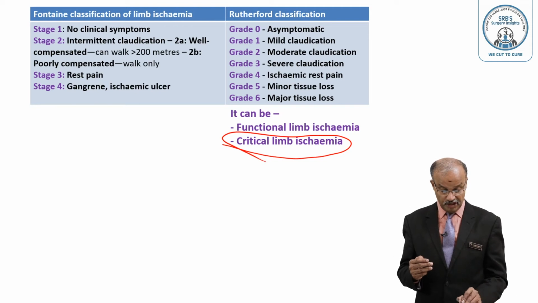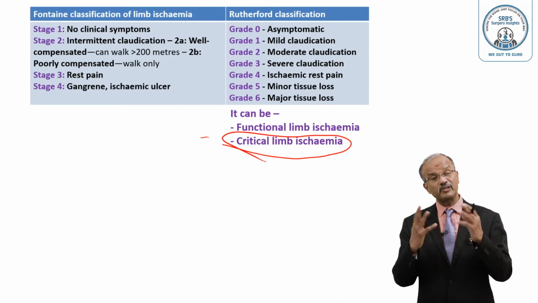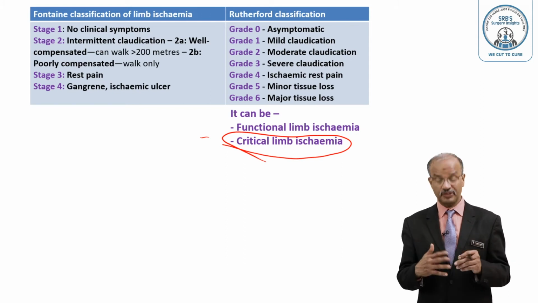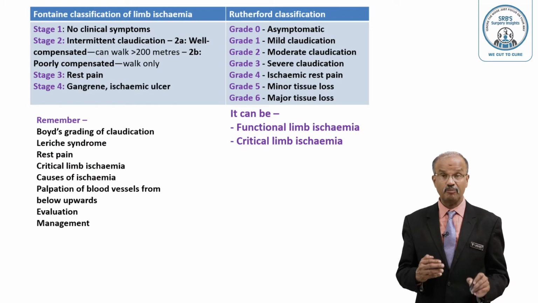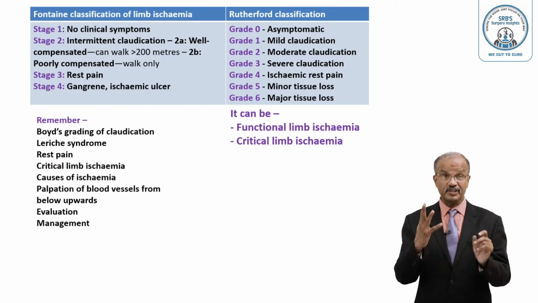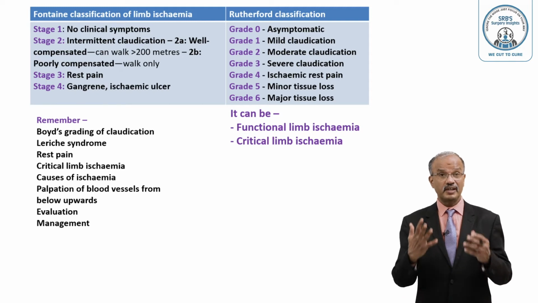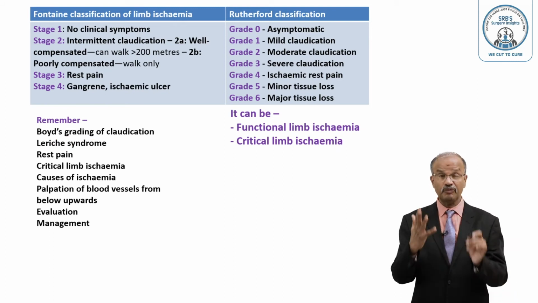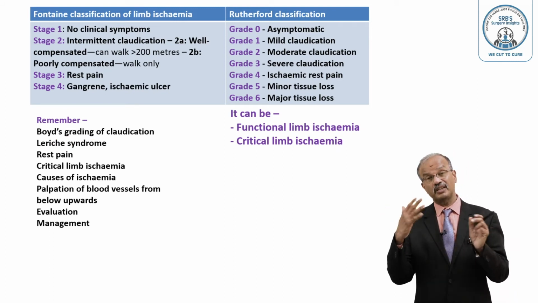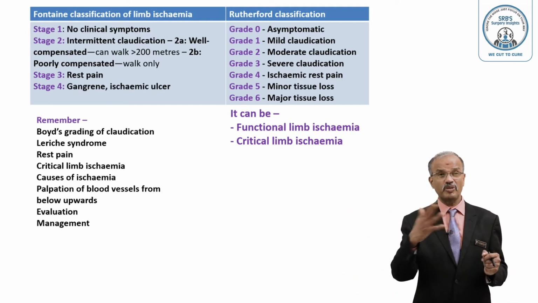You have to know the definition of critical limb ischemia. Please go through my book, Manual of Surgery, and also Clinical Method of Surgery, specific chapters. It will give you a clear idea about that. So remember these things: Boyd's grading, Leriche syndrome, pain in the buttock, aortoiliac block, and impotency. It's a very common MCQ question. Rest pain, critical limb ischemia definition, causes of ischemia. What are major artery, small artery vessel, different causes, atherosclerosis, TAO, so many conditions are there.